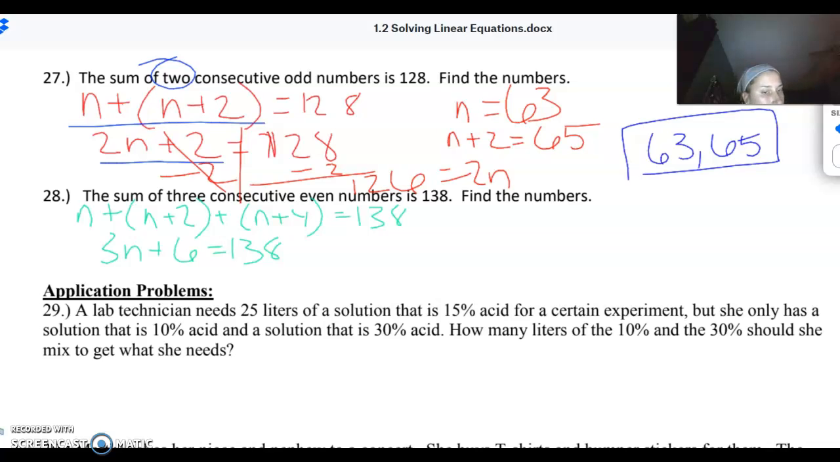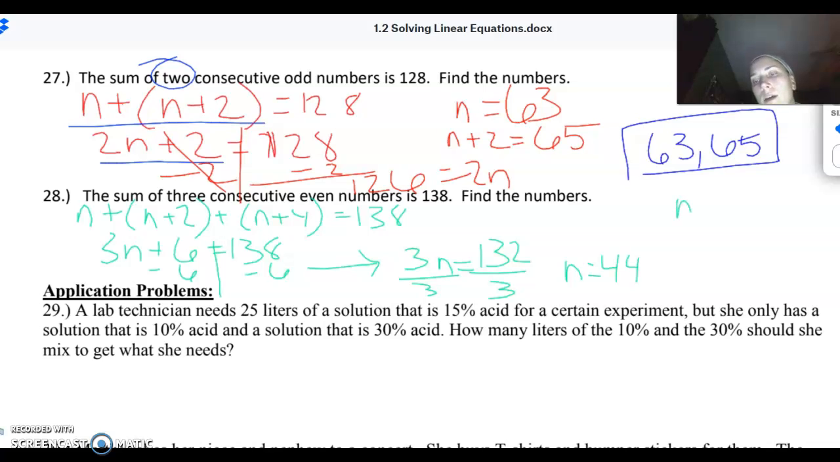And we have to make sure that we're writing equal to 138, because those numbers added together are equal to 138. So when we subtract 6, I'm going to do it over here because I'm running out of room, 3n is equal to 132. When we divide by 3, n is equal to 44, and we need 3 consecutive. So we have n equals 44, n plus 2 equals 46, and n plus 4 is equal to 48. So those 3 are our final answer for number 28.